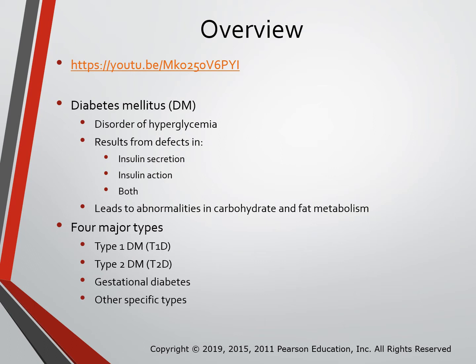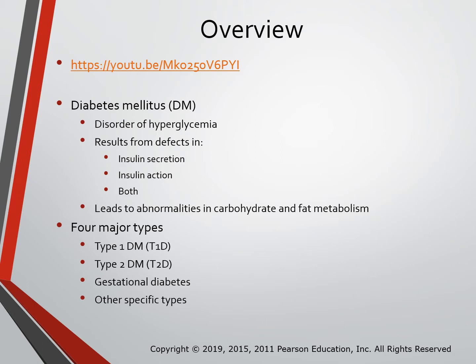So what is our overview? Diabetes is often referred to simply as diabetes or DM, or type 1 or type 2. It is a disorder of hyperglycemia, which means elevated blood sugar, resulting from defects in insulin secretion, insulin action, or both, and it leads to abnormalities with your carbohydrate, protein, and fat metabolism.